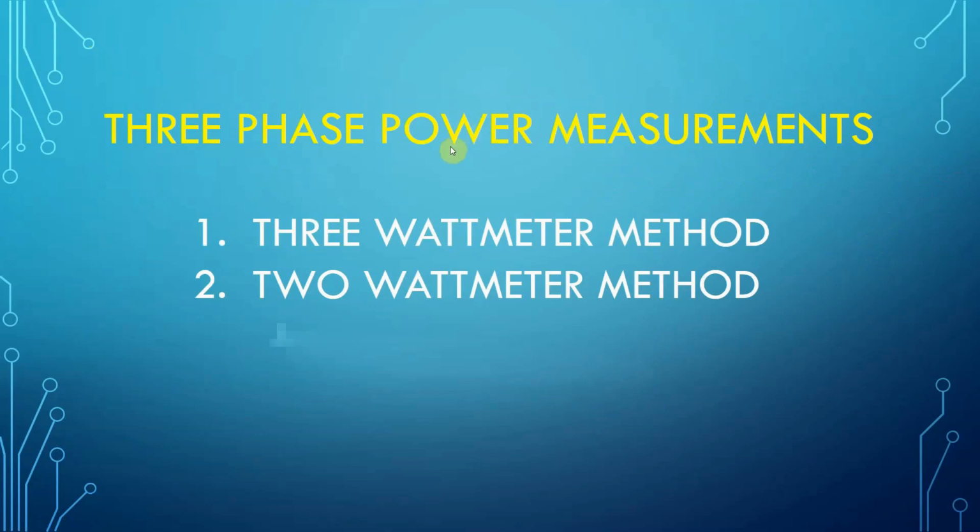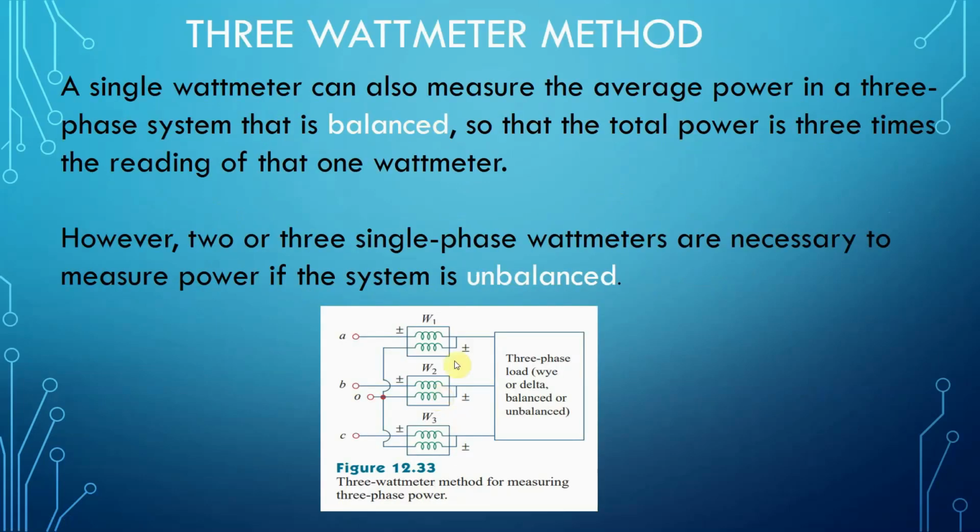Now, there are different ways of measuring three-phase power. We have a 3-wattmeter method. We have a 2-wattmeter method. Now, for a special case, if we are measuring a perfectly balanced load, we can use a single wattmeter, and we have to multiply it by 3 to get the P total. Right? Let's go to the next slide.